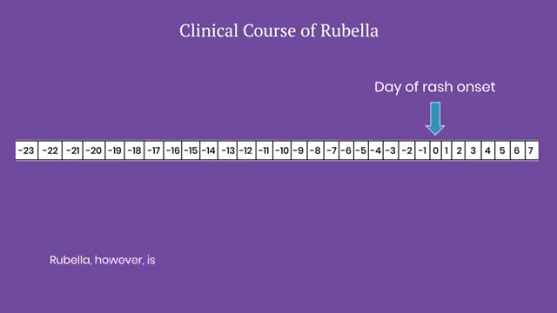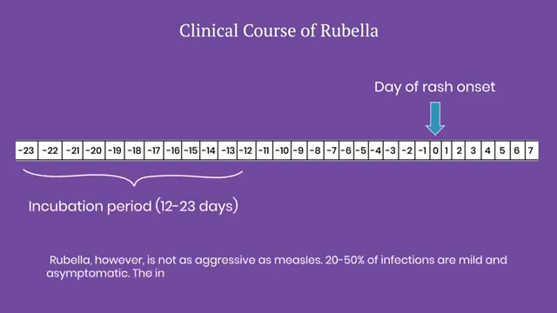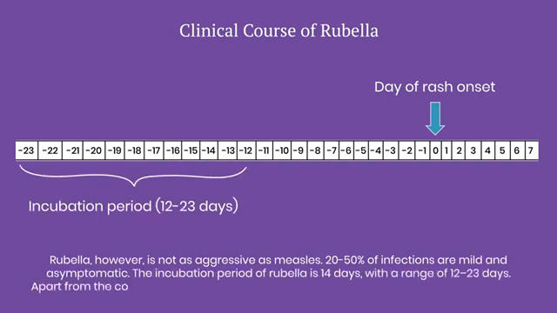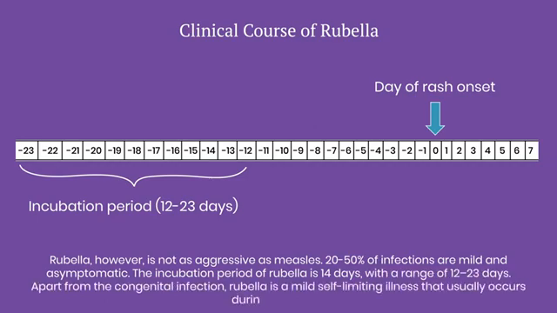Rubella, however, is not as aggressive as measles. 20 to 50% of infections are mild and asymptomatic. The incubation period of rubella is 14 days, with a range of 12 to 23 days. Apart from the congenital infection, rubella is a mild self-limiting illness that usually occurs during childhood.